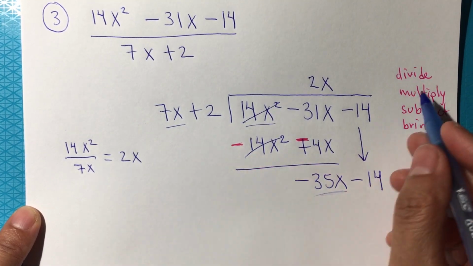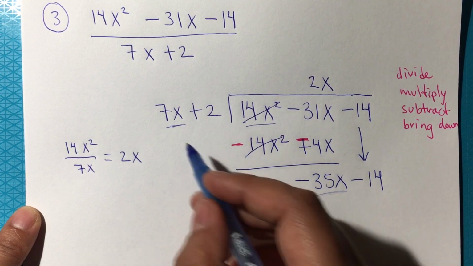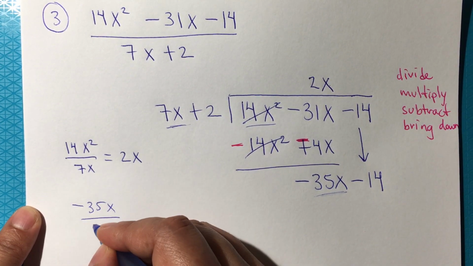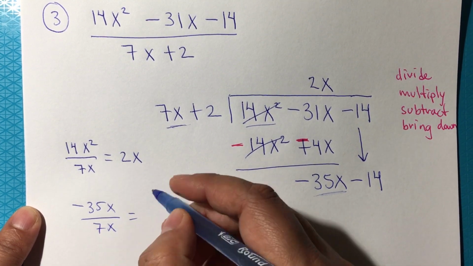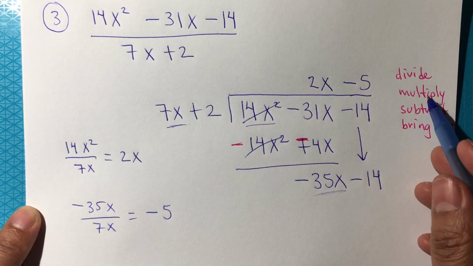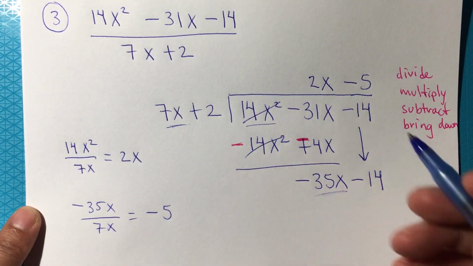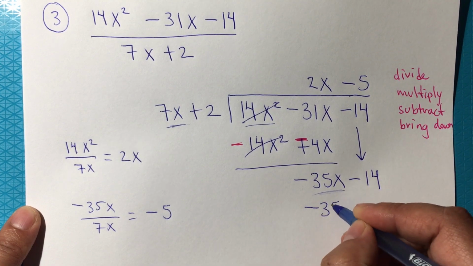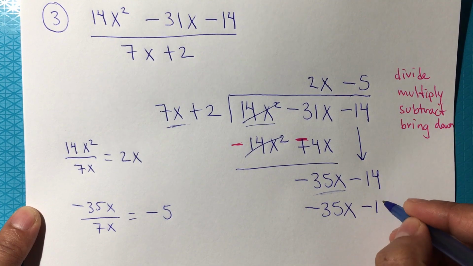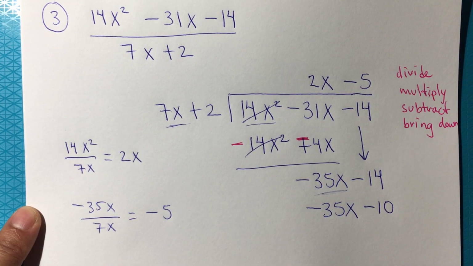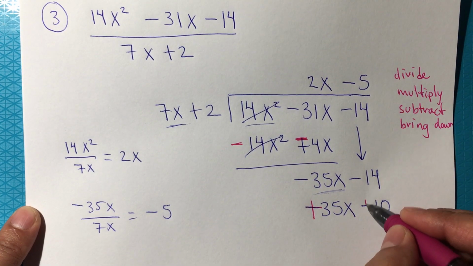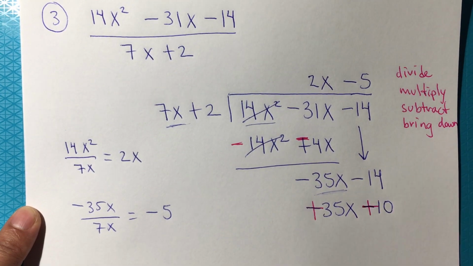Again, divide. We start all over again. Divide the first term here by 7x. Negative 35x divided by 7x. The x cancels and I just get negative 5. Now we multiply. Negative 5 times 7x is negative 35x. Negative 5 times 2 is negative 10. The next step is to subtract. That means we change the sign. If it was negative, now it's positive. It was negative, now it's positive.